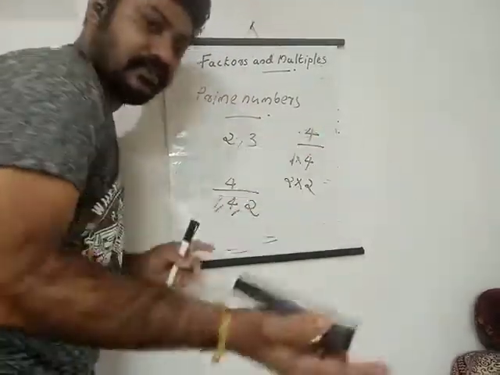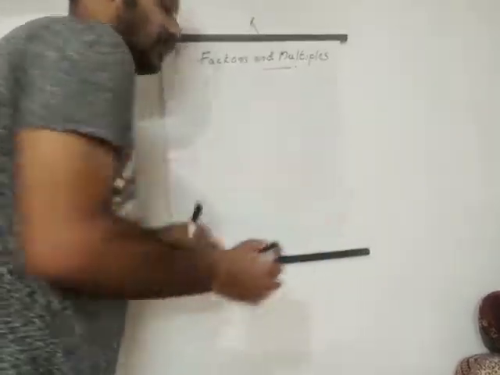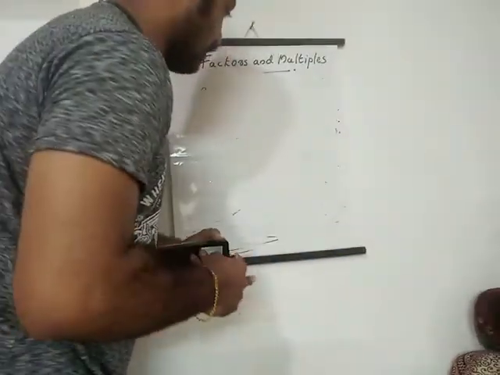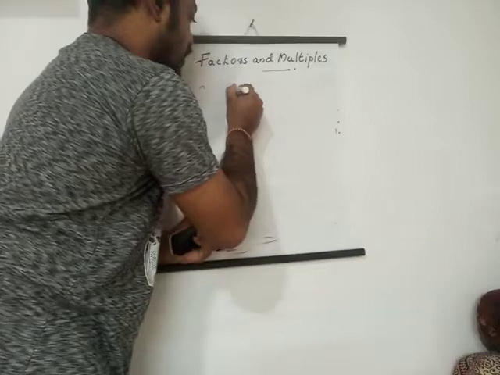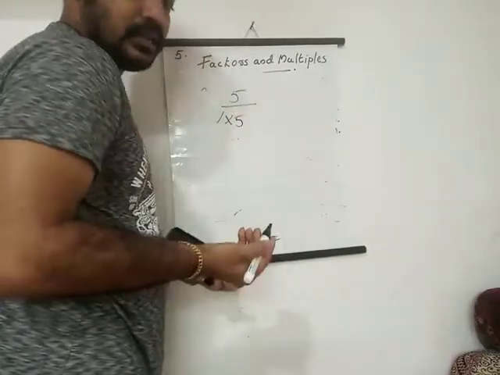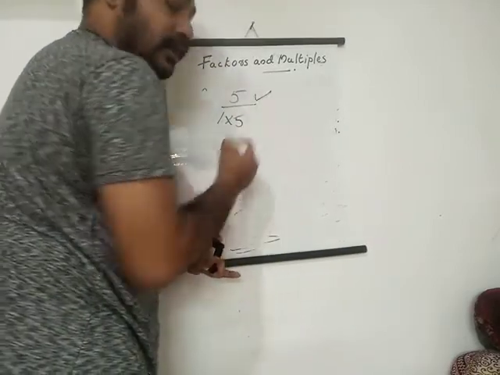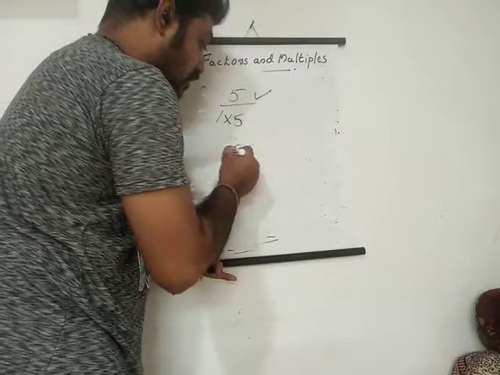Again we can check the next number, 5. Is 5 a prime number or a composite number? How can we check? Just check it. We can write 5 as 1 into 5, 5. There is no other option. It has only the factors 1 and 5. So this is also a prime number.